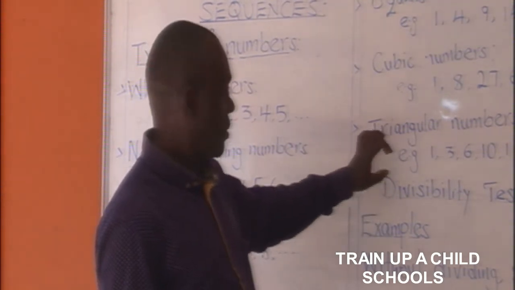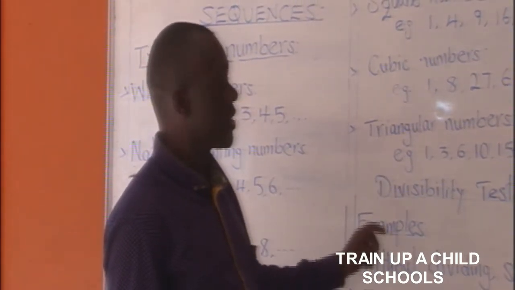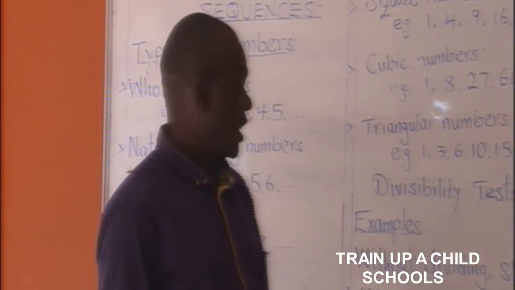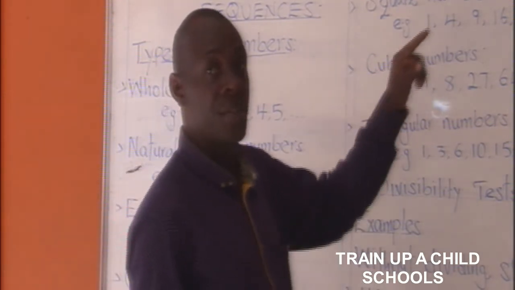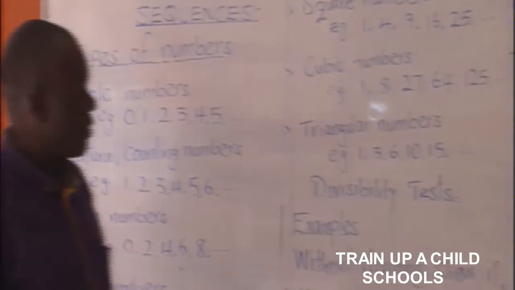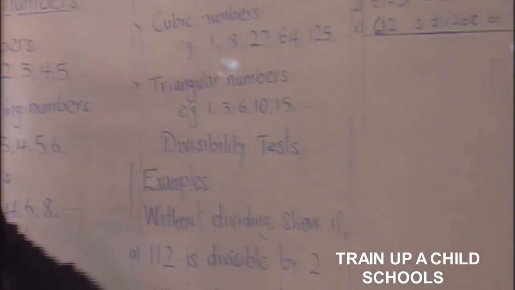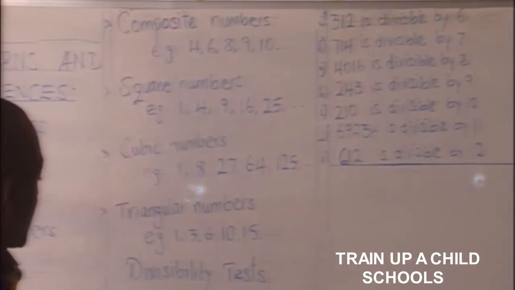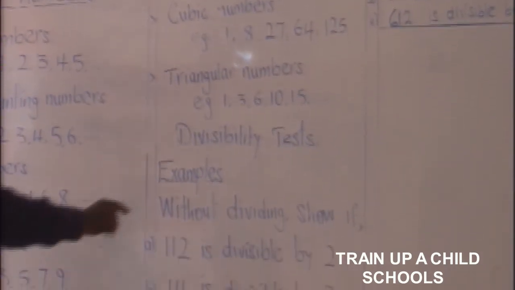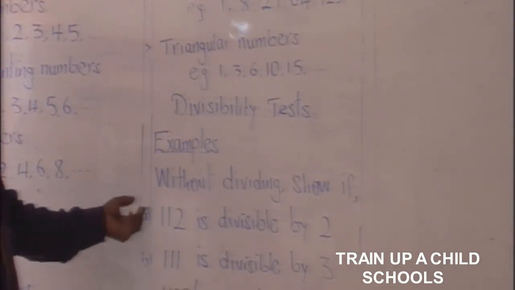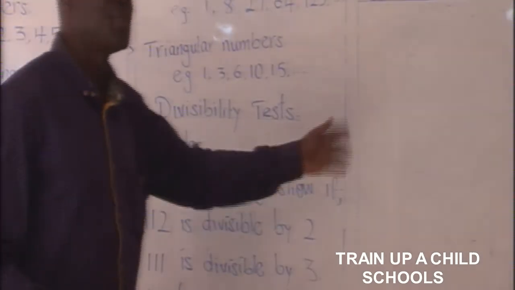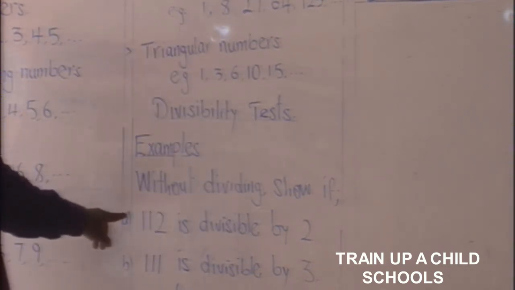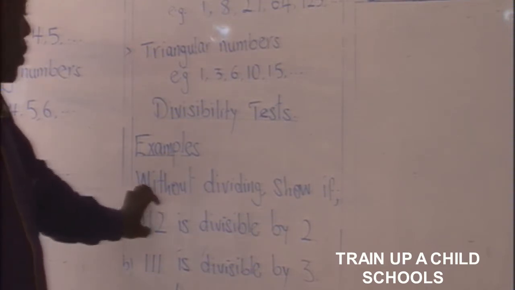Now, in P6, you must have gone through the tests of 2 up to 5. As per P7, we start from the test of 6. But I'll take you through the P6 ones before we start off with the P7 ones, from the test of 6. Now, a question will be brought. They will say, without dividing, show if a number is divisible by the other. For example, part A, show if 112 is divisible by 2.